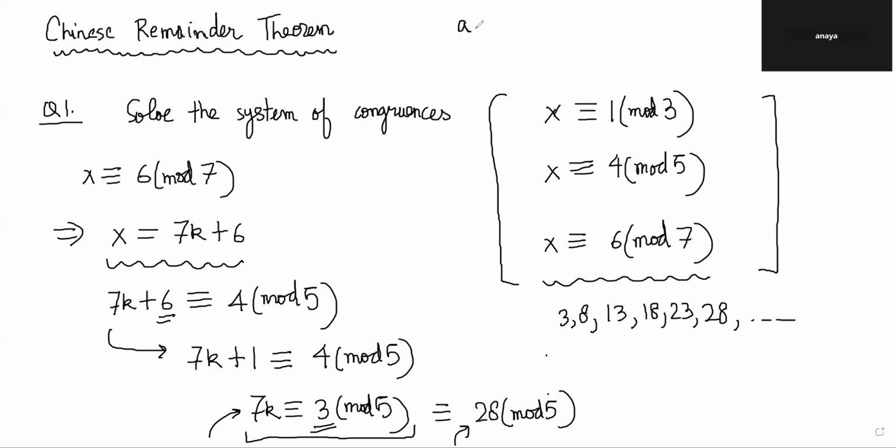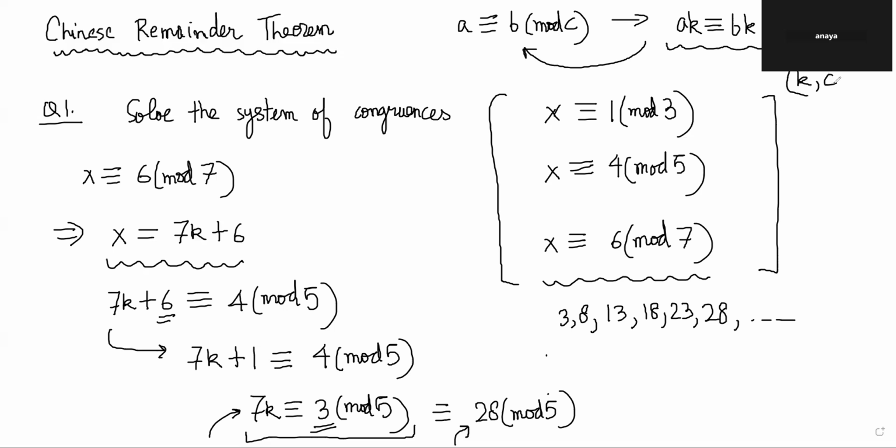So usually we have seen this, right? We have seen A congruent to B mod C. Now we can write it as AK congruent to BK mod C. This is totally fine. You can multiply both sides of a congruence by the same constant, but usually it is not allowed to divide, to go the other way. If you divide it, you can get into trouble. There can be mistakes, but it is allowed to divide as long as K and C have GCD of 1.